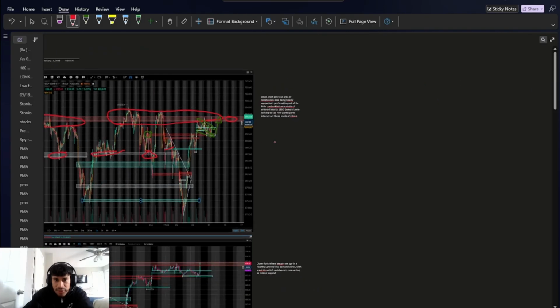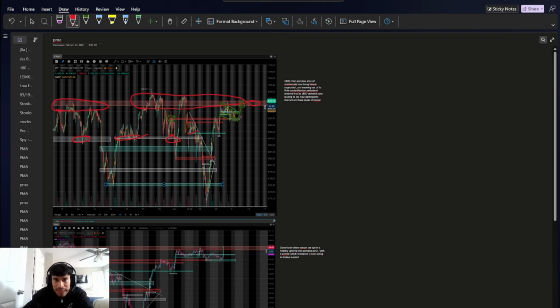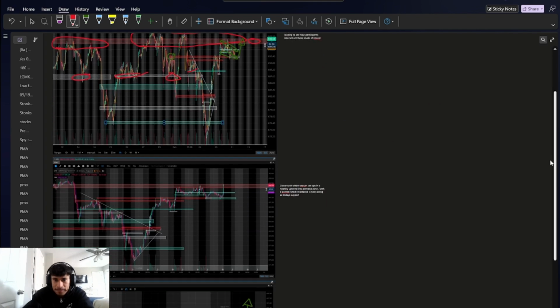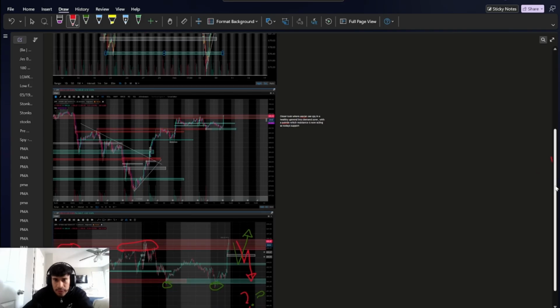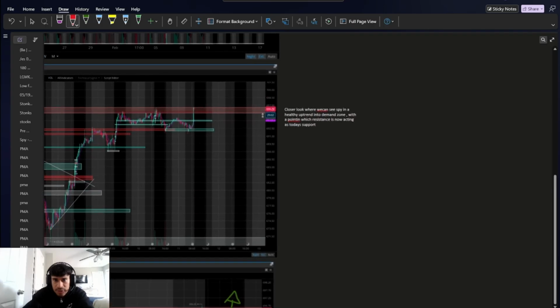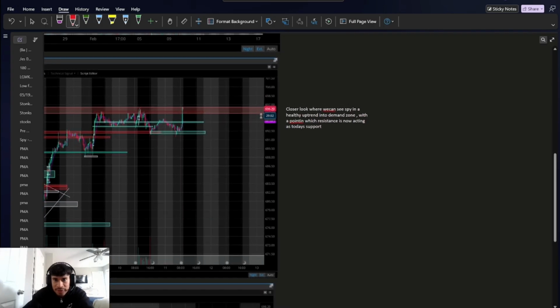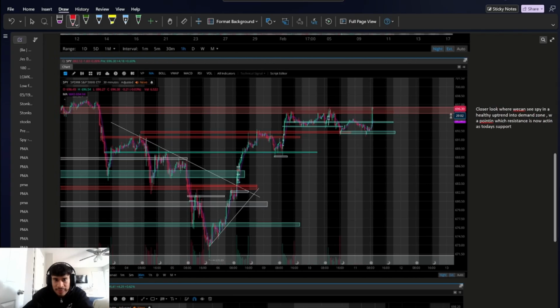This is a healthy uptrend right here. It's been having its pullbacks and its continuations of the move. And as you guys can see, I have noted here closer look where we can see SPY in a healthy uptrend into demand zone with points in which resistance is now acting as today's support.